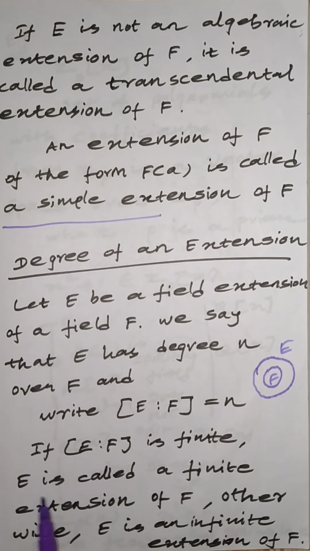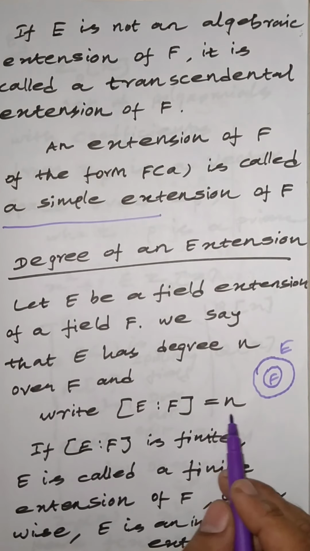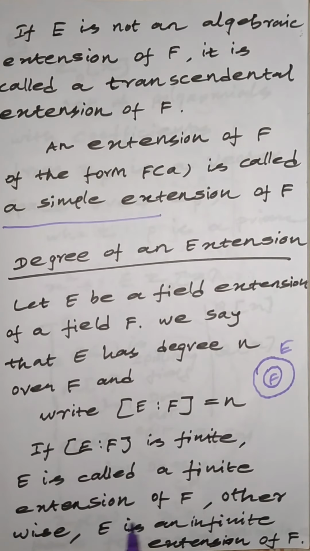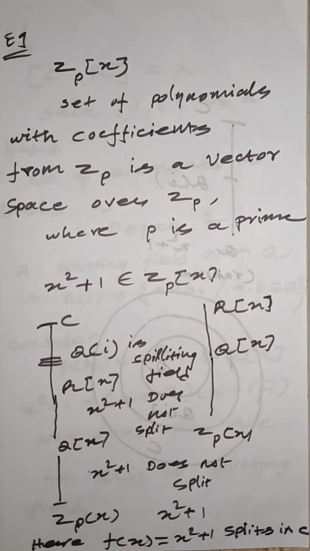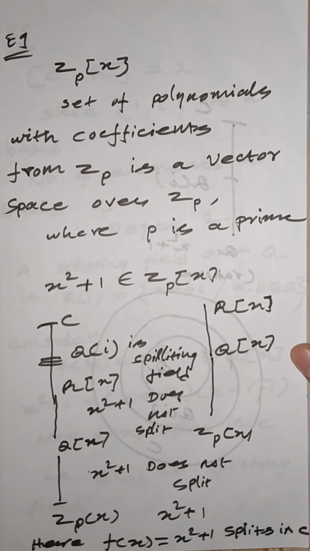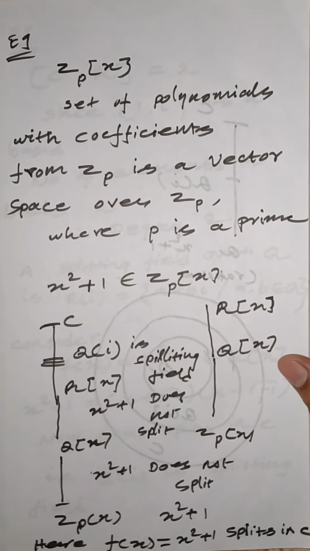Suppose the degree is finite, then it is called a finite extension. We know the n value, so that is called a finite extension of F. Otherwise, E is an infinite extension of F. If n is finite, that is called a finite extension. Suppose n is infinite, that is an infinite extension of F. I think you can understand, I believe. I hope everyone understands.